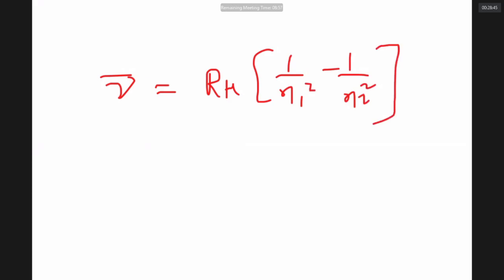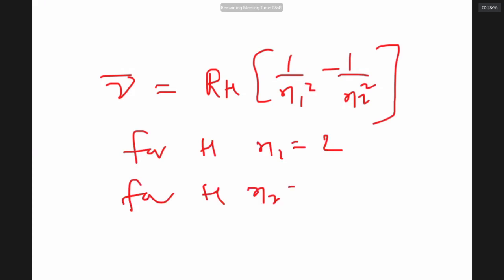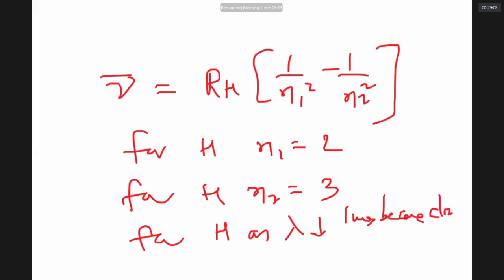Sir, in the hydrogen spectrum, wave number as per the Rydberg's equation is given by 1 by n1 square minus 1 by n2 square. Now, which is a wrong statement about this? 1: For hydrogen, N1 is equal to 2. 2: For hydrogen, N2 is equal to 3. 3: For hydrogen, as lambda decreases, lines become closer. 4: IE can be calculated from above.